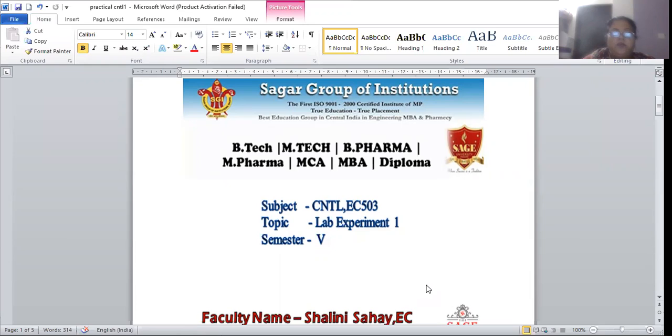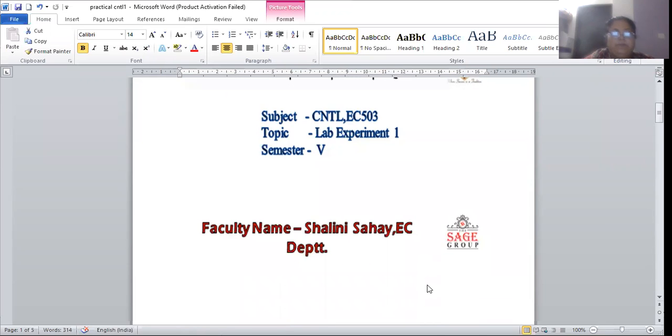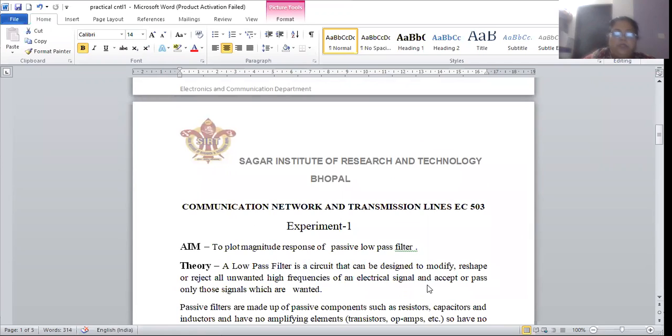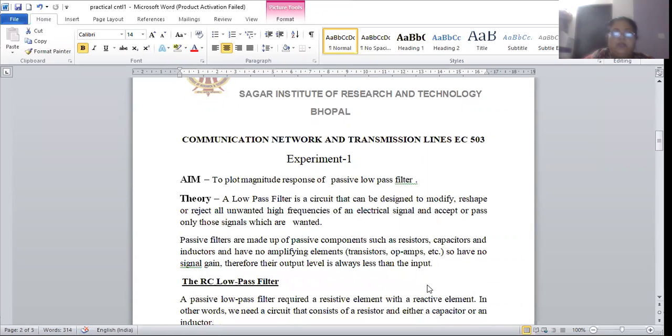Today we are going to discuss lab experiment 1 of CNTL EC 503. The aim of the first experiment is to plot the magnitude response of a passive low pass filter. Now we will discuss its theory.